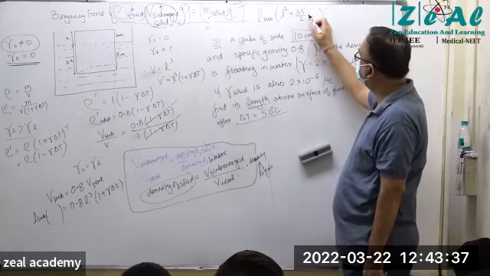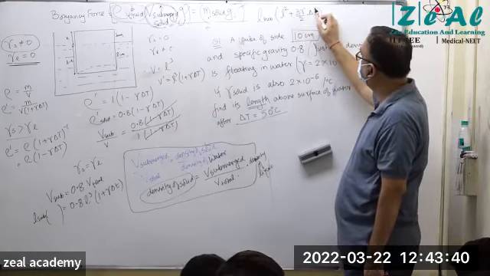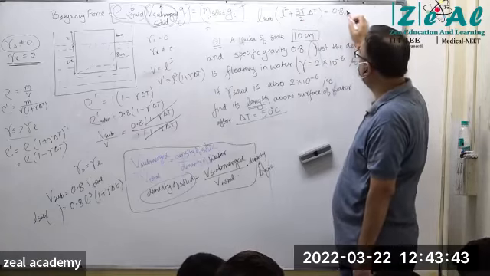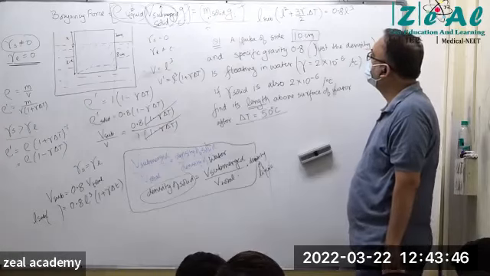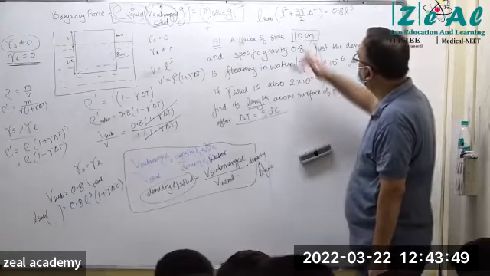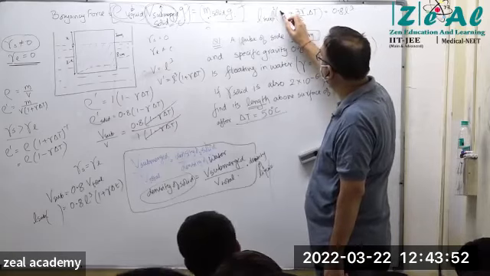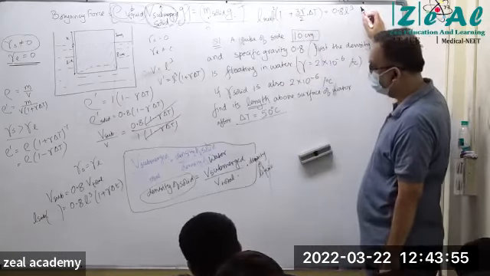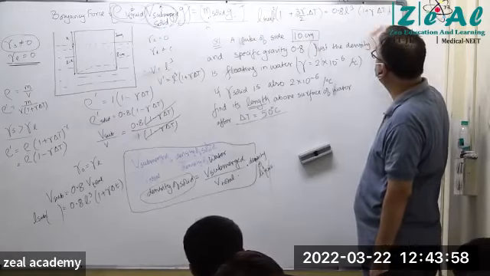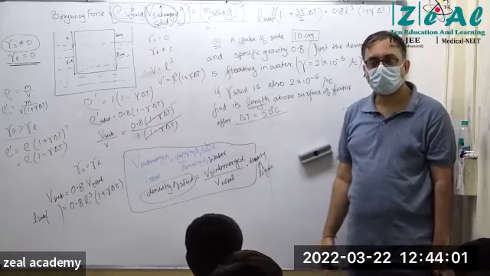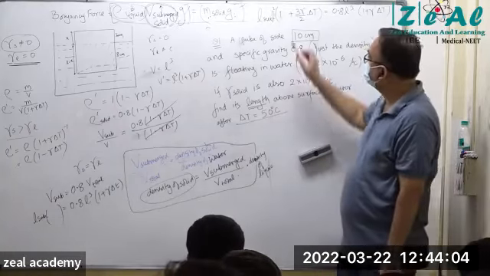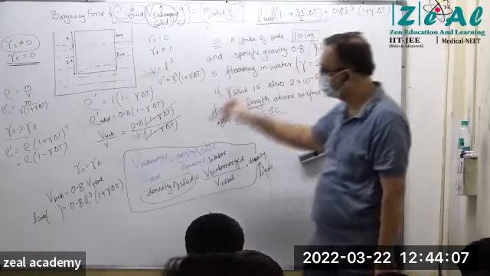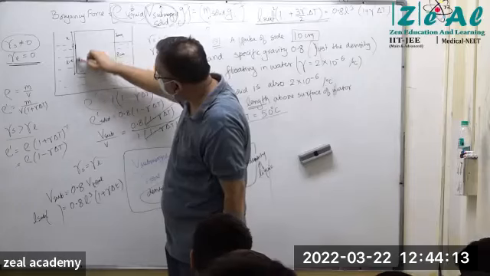Submerged length into L square 1 plus 3 gamma by 2 delta T is equal to 0.8 L cube into 1 plus gamma delta T. लेफ्ट हैंड साइड में मैं क्या लिख रहा हूं, व्हाट एम आई राइटिंग? सबमर्ज वॉल्यूम मस्ट बी दिस लेंथ. सर 2 गामा बाय 3 होना चाहिए ना. हां सर, बीटा तो 2 गामा बाय 3 होता है ना.